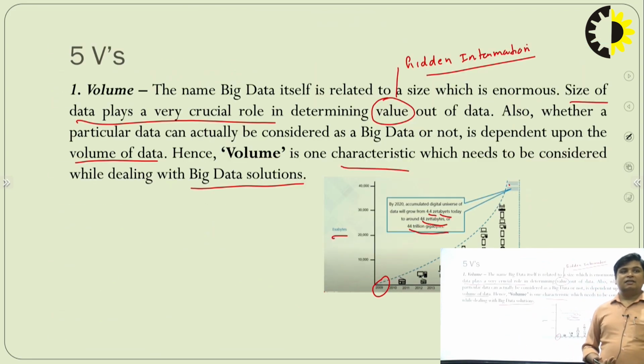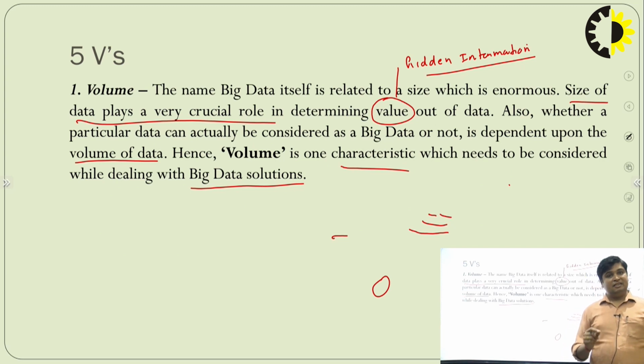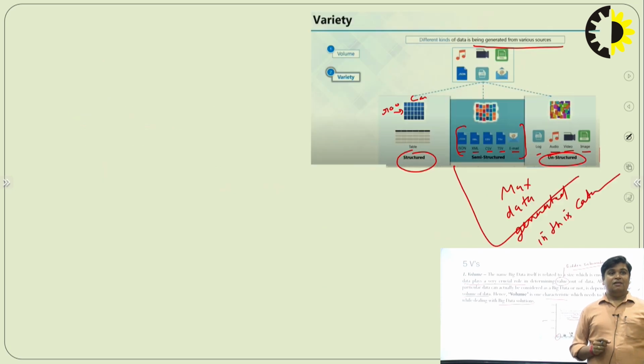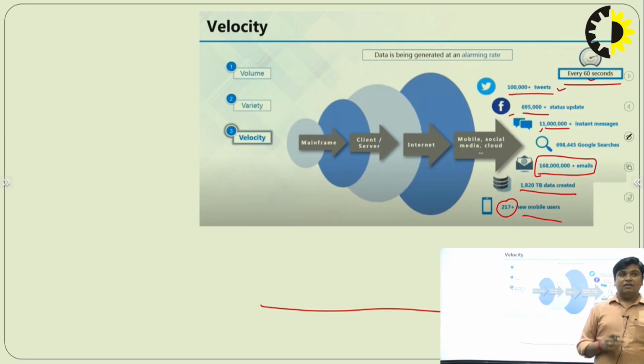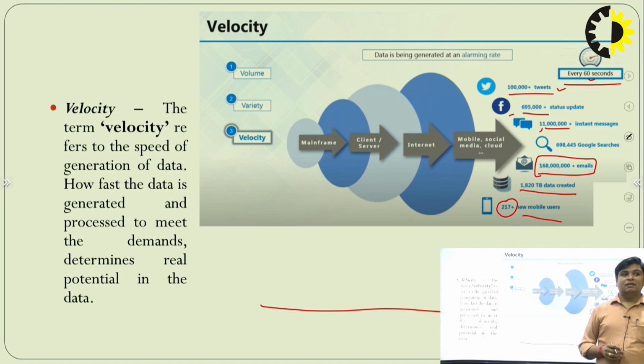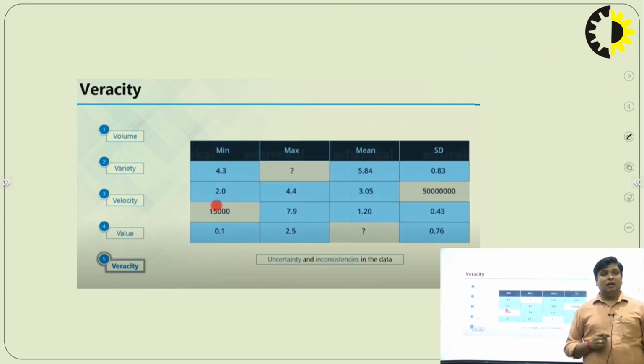First one is volume, which means size, and this is the main characteristic of big data. Then variety means types of big data: structured, unstructured and semi structured. Velocity means speed of generation, and the third one is value. Next and last is veracity.